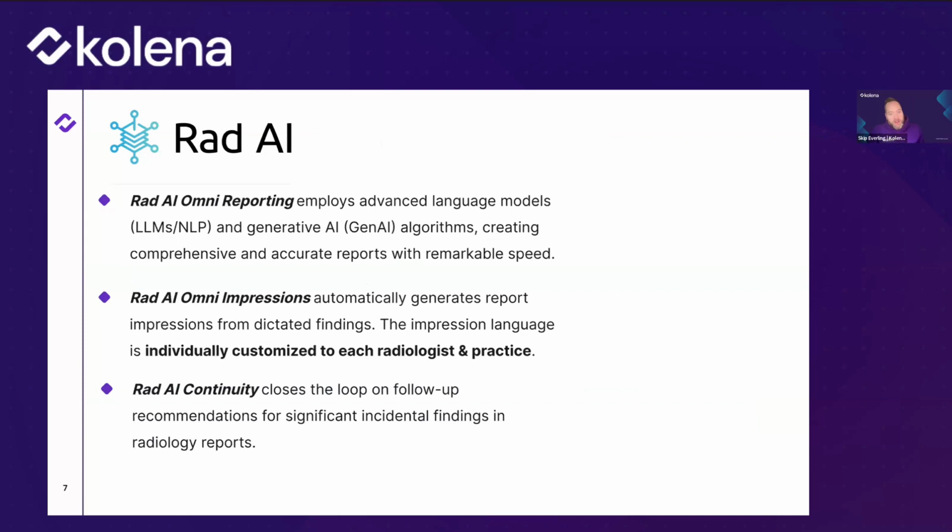Some of the products where Rad AI has incorporated AI into what they're doing, which is a big part of everything they're doing. They have Omni Reporting, which employs these advanced language models in addition to generative AI to create comprehensive and accurate reports. Omni Impressions automatically generates report impressions from dictated findings. We'll see some examples of this from Anjali. And the impression language, critically here, is individually customized to each radiologist in practice, which means that the models have to be trained to perform well across many different individuals.